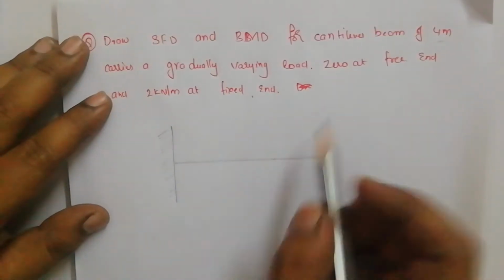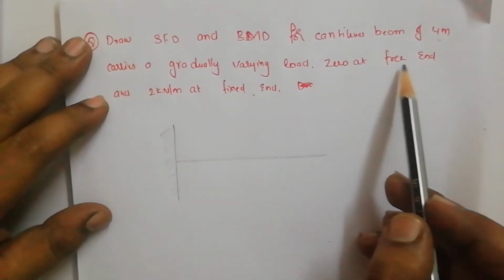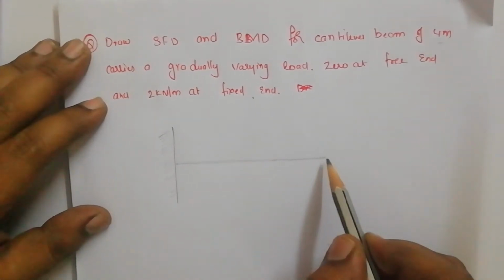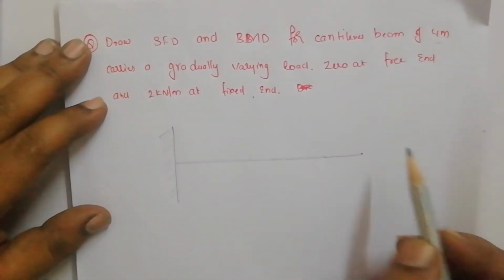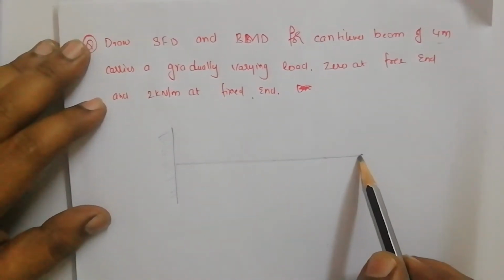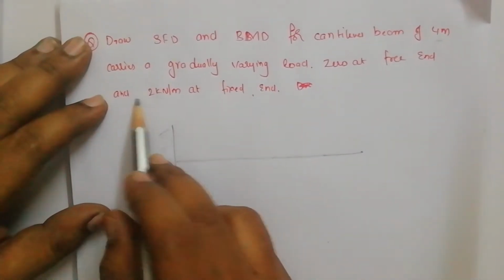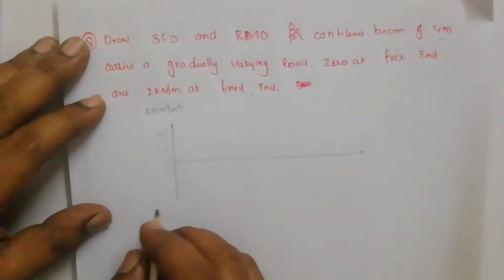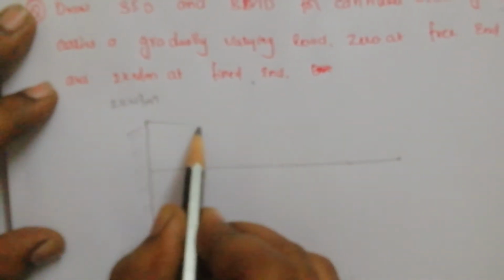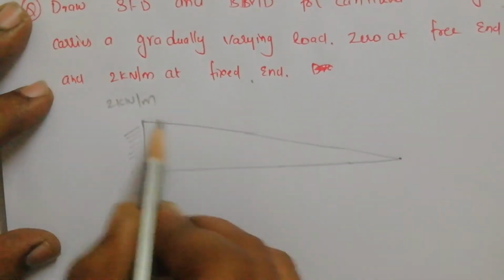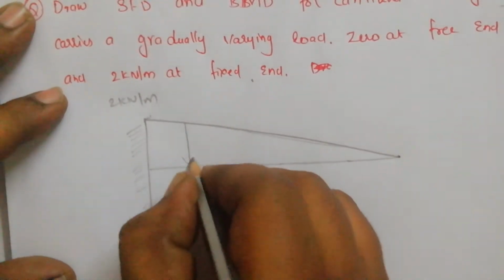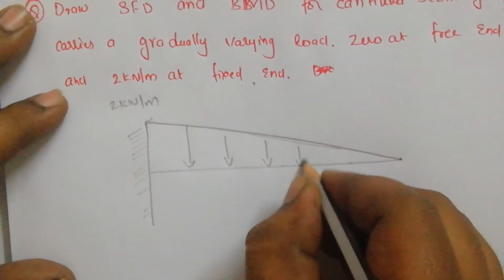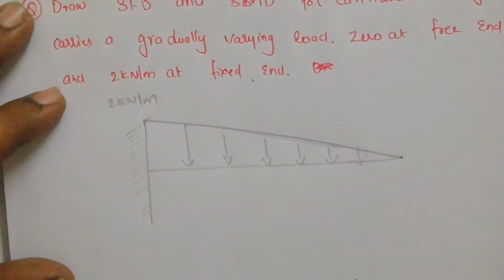So let us come back to the question. The cantilever is drawn, and they have told that the load is 0 at the free end. So the varying load is 0 at this point, whereas at the fixed end the maximum load acting is 2 kilonewton per meter. If you join two points by a straight line, we get this kind of load. The UVL acts in this direction. This is called uniformly varying load.